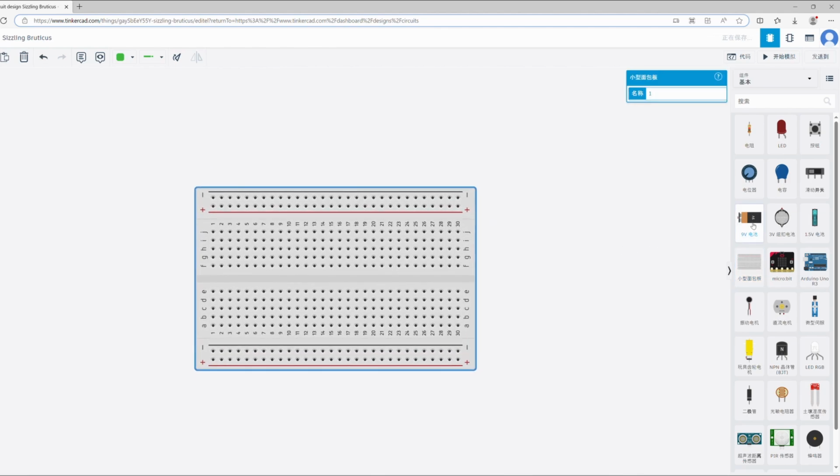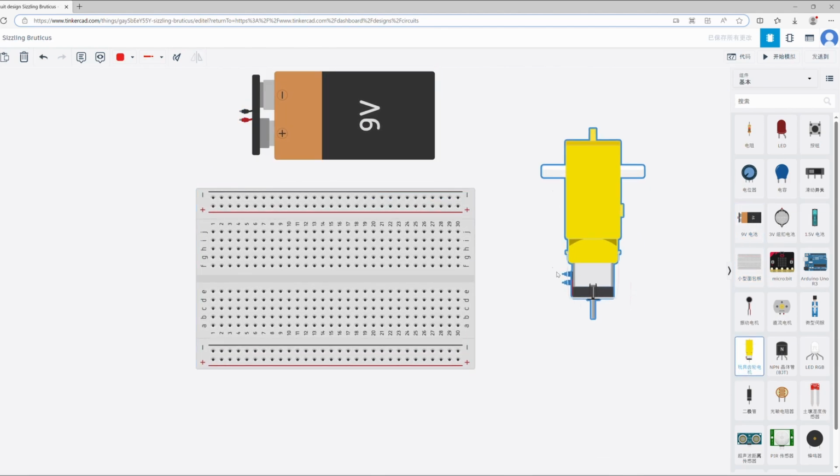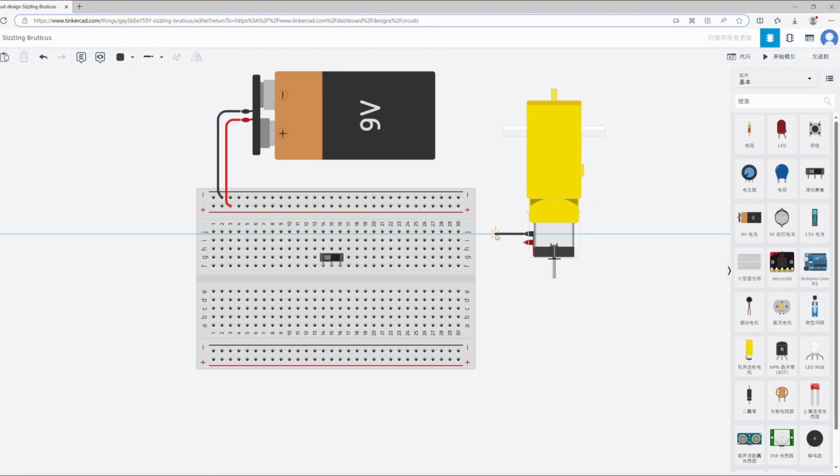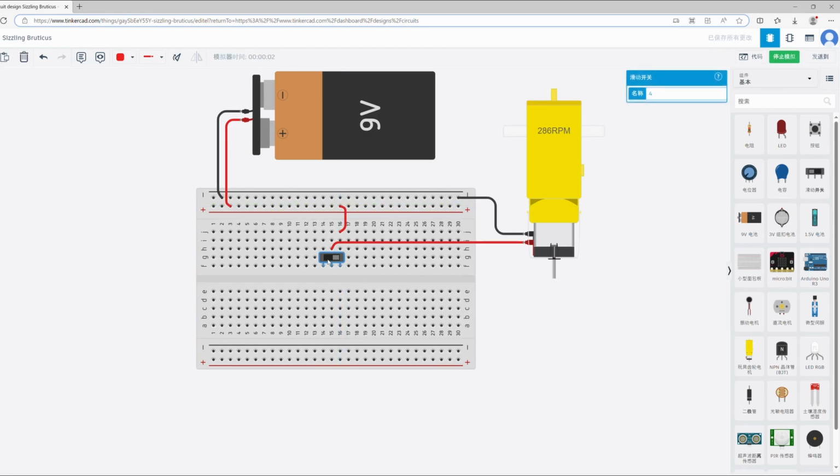Drag a breadboard, battery, motor, and switch from the components library to the workspace. First, connect the battery to the breadboard. Then, connect the motor's negative terminal to the breadboard and its positive terminal to the second terminal of the switch. Next, connect the third terminal of the switch to the circuit. Click Start Simulation, then toggle the switch to see the motor start rotating.